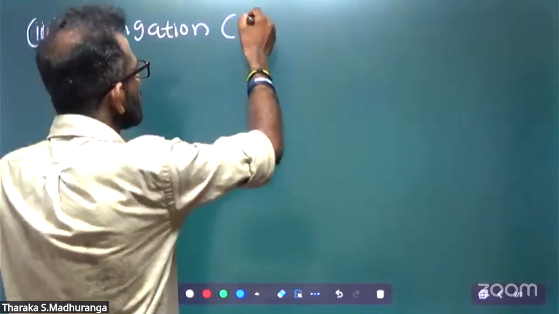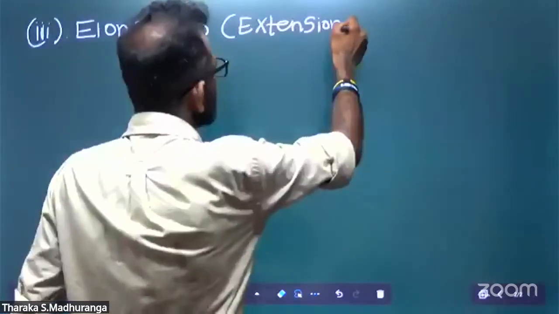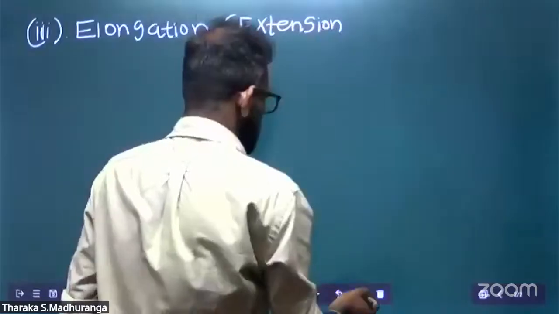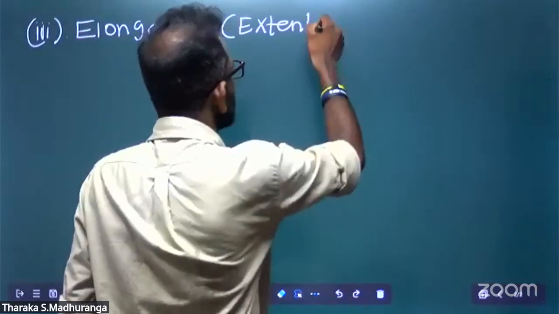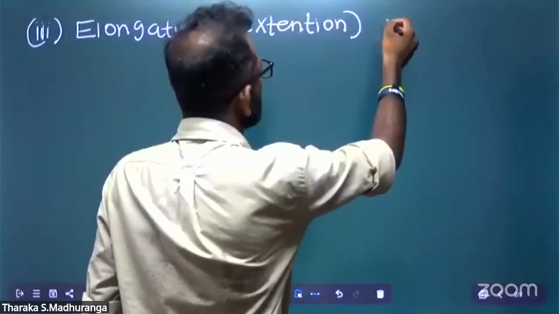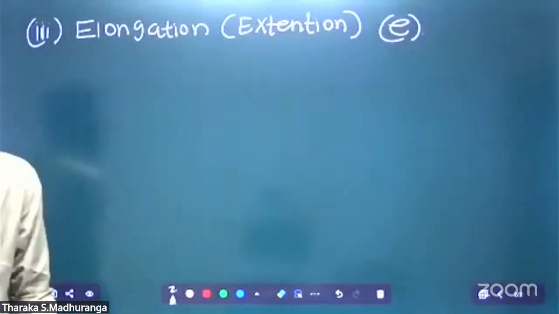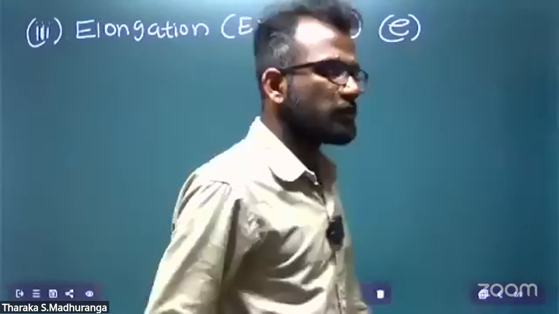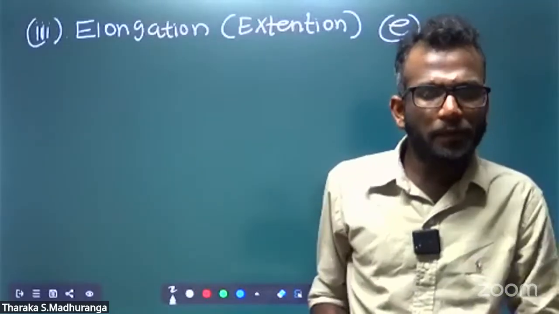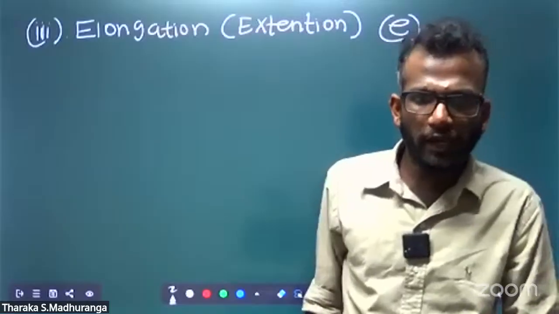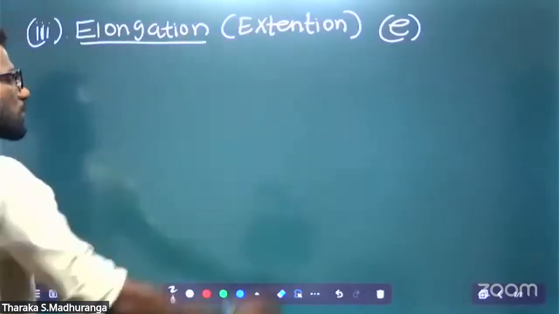Within bracket, extension, it is also called. The symbol is E. Extension, the symbol is E. The mechanical property is elongation.